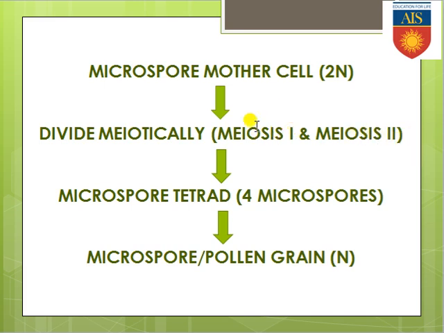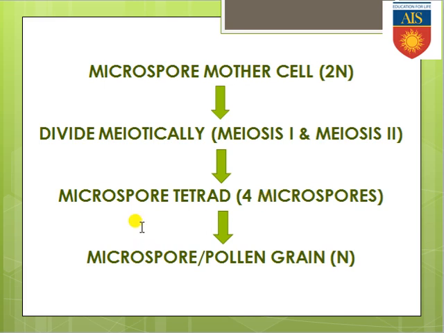When the microspore mother cell divides meiotically by meiosis 1, it will form a microspore dyad. Dyad means 2, that means 2 cells are joined with each other. Then when the microspore dyad enters meiosis 2, it will form the structure called microspore tetrad. That means 4 microspore cells are present in a tetrahedral arrangement, and that structure is commonly called a microspore tetrad. Keep it in your mind, 4 microspores are there and they have a tetrahedral arrangement. That's why this name has been given.